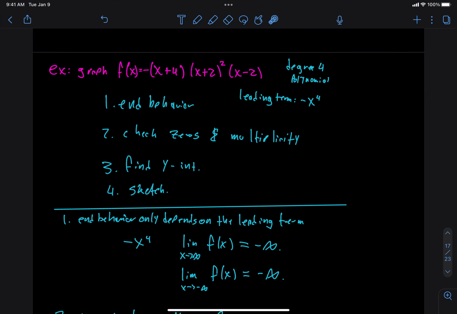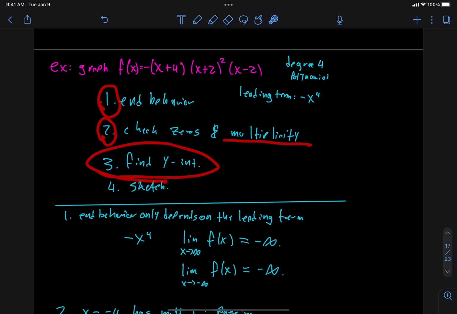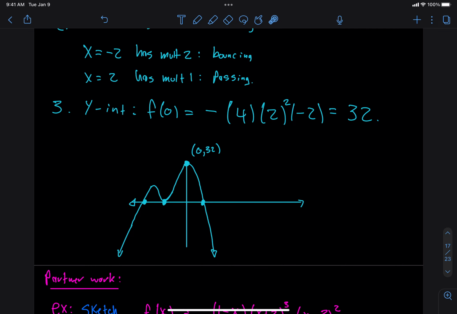So I just want to reiterate one more time. The steps here: we need to take into account end behavior, what the zeros are, and whether we have multiplicity even or odd. We need to find the y-intercept, and then as long as our graph contains each of these, it's going to be pretty good, right? It's not perfect, but it's pretty good.